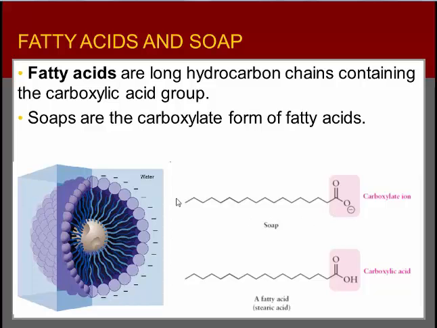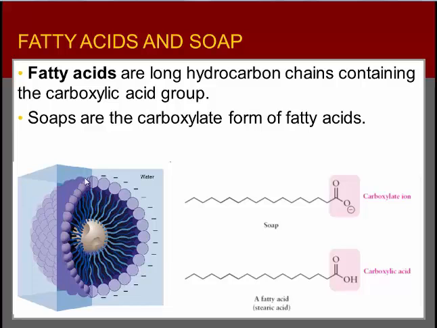And we can see that when we use this soap to wash grease off of our hands or off of our clothes, grease is very nonpolar as well. So like dissolves like. The grease will interact with this nonpolar tail of the molecule, and the water, which is polar, will interact with this highly charged polar head group.